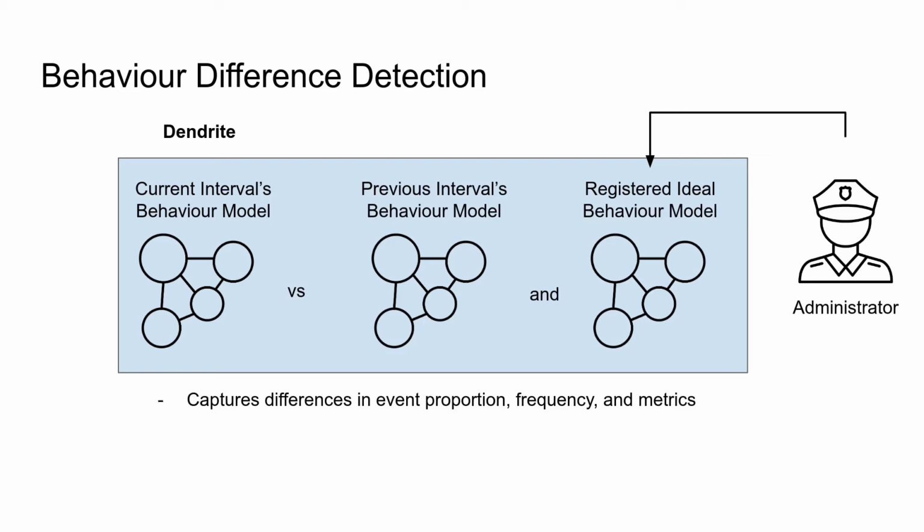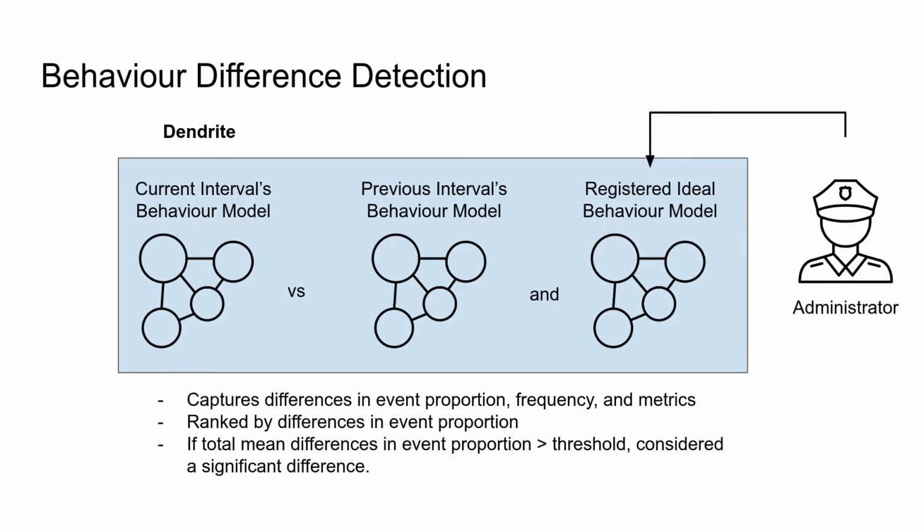To obtain such a model, an administrator can have Dendrite export a time interval's model when the system is performing well. The primary means Dendrite uses for these comparisons is differences in relative event proportion. For example, it considers if disk read events make up a larger proportion of events in one model than another. It ranks its outputted differences in this order. If the mean proportional difference exceeds a pre-configured threshold, we say the differences are significant, and Dendrite checks if there are matching reaction rules it can execute.